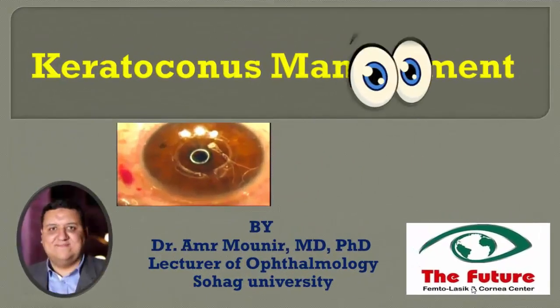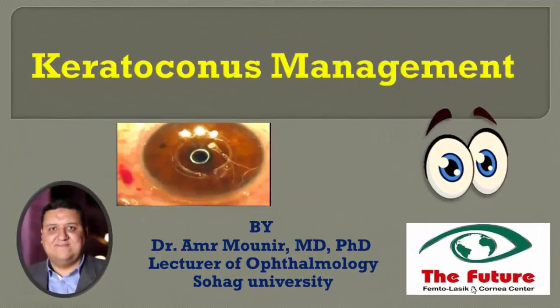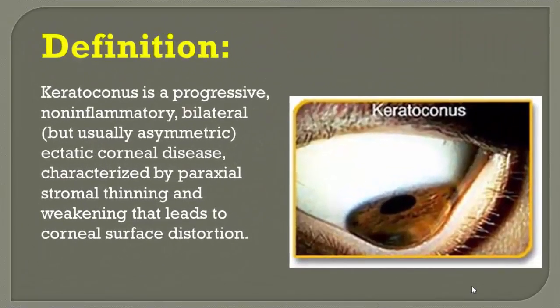Hi everybody, today we will discuss keratoconus management. By definition, keratoconus is a progressive, non-inflammatory, bilateral, but usually asymmetric ectatic corneal disease. It is characterized by paraxial stromal thinning and weakening that lead to corneal surface distortion and conical shape of the cornea.